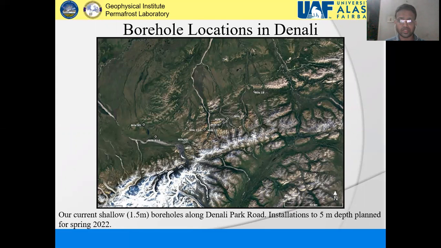This Google Earth image shows the current location of 1.5 meter boreholes near the Denali Park Road. They might be difficult to see, but these white dots demarcate the location of our 1.5 meter boreholes. Additional borehole installations to 5 meter depth are planned for spring 2022.